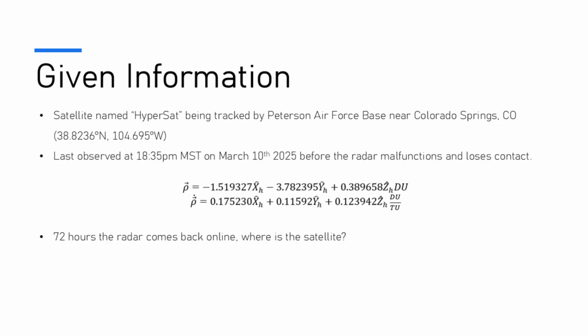A fictional satellite named HyperSat is being tracked by Peterson Air Force Base when there's a malfunction in the radar system. All contact is lost, but the last reading is at my disposal to assess the location of the satellite. After 72 hours, it comes back online. Where does a radar need to point to find the satellite?